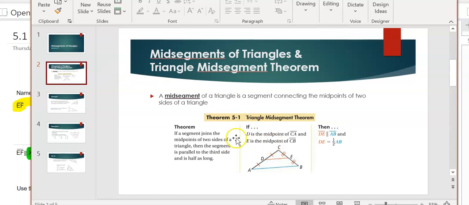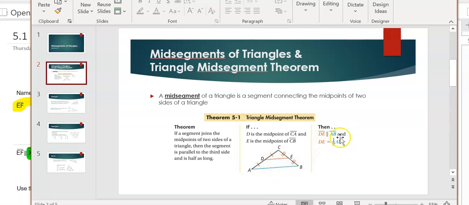And what happens here, we're looking at this theorem, is when we have a midpoint on each side. So we have a midpoint at D from A to C, so it makes AD equal to DC with those little tick marks. And then E is the midpoint of C to B, which makes CE equal to EB. That creates this line here, DE, as well as A to B, and they have a certain relationship with each other.